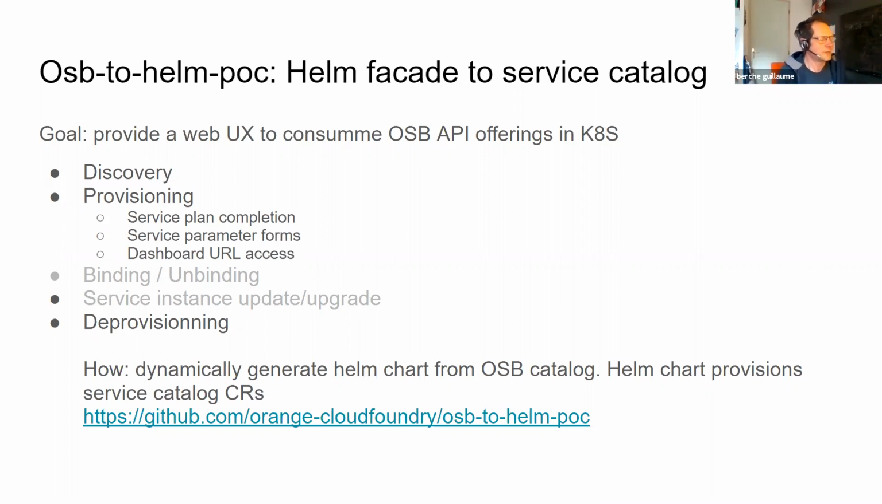And the way I've prototyped this so far is to generate a Helm chart from the OSB catalog dynamically. And the generated Helm chart provisions service catalog custom resources, service instance, and service binding. And we'll as well query the Kubernetes inventory to look up the dashboards in the status of the service instance custom resource. By the way, I shared those slides in the Google Doc of the CAB, if you want to have access to them and click on the different links.